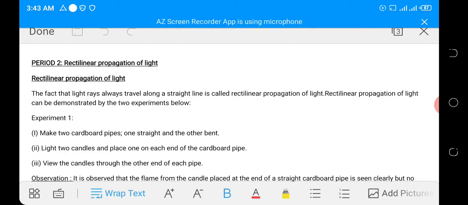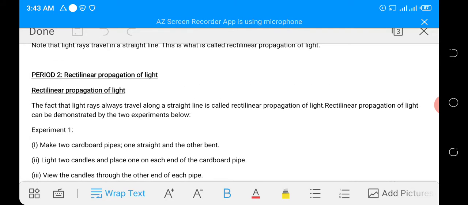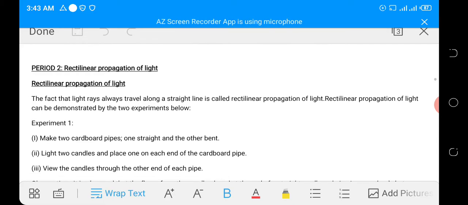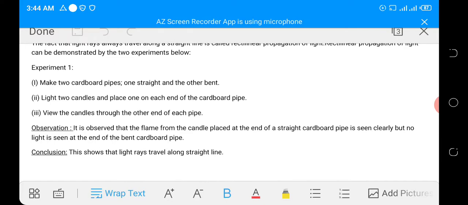Light always travels along a straight line, and we can perform experiments to demonstrate it. So let's look at the following two experiments to demonstrate the fact that light always travels along a straight line. The first experiment: make two cardboard pipes, one straight and the other bent. Light two candles and place one at one end of each cardboard pipe. Then view the candles through the other end of each pipe.